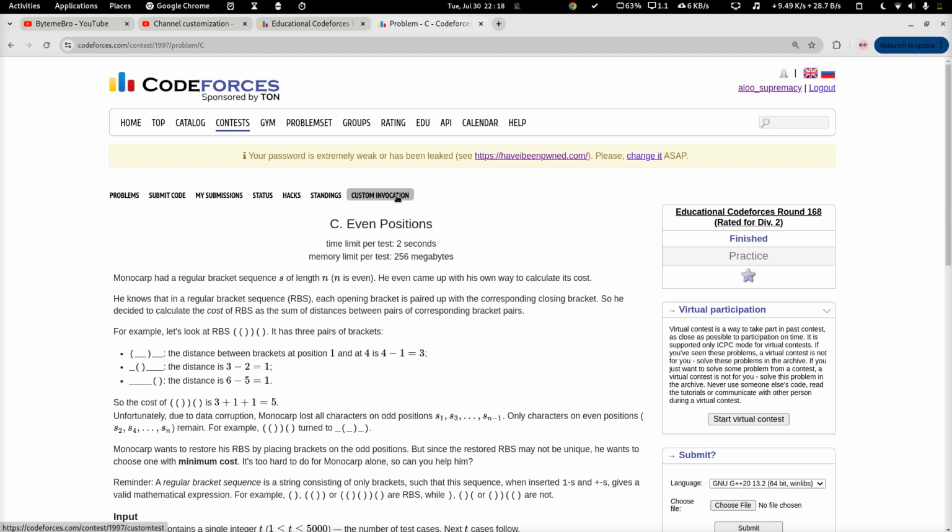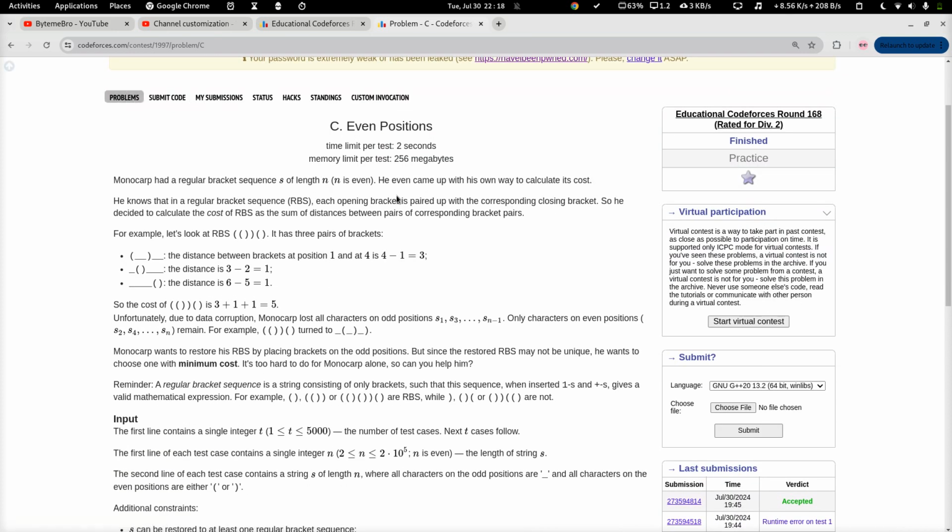This is the third question, C, Even Positions. Monocarp has a regular bracket sequence. It means a normal, valid bracket sequence of length n, where n is even. Why? Because every bracket has to open and then close for validity, so of course n cannot be odd. It is always going to be even.